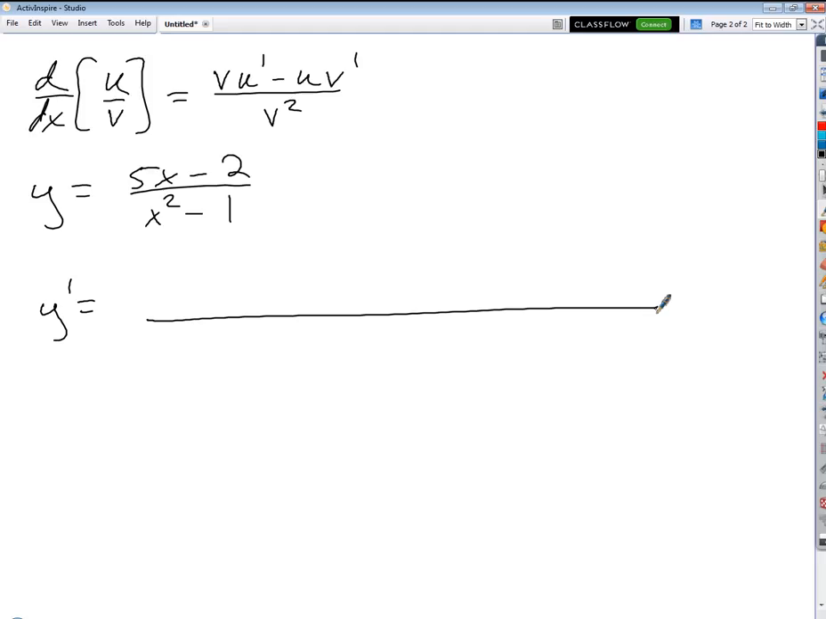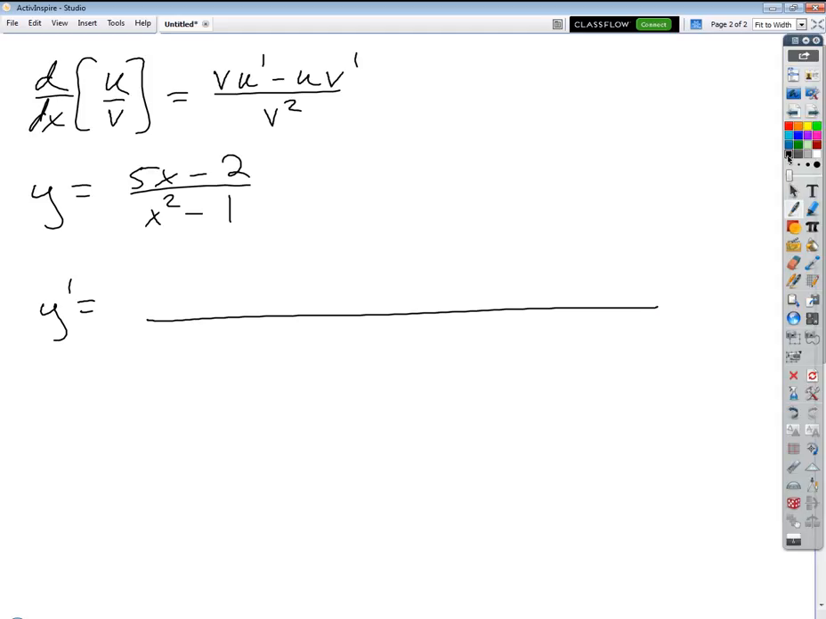Should we go through this? All right. Okay, so following the rule here, V is on top, V is on bottom. So what is going to be the first product that I'm going to get on the top? X squared minus 1 times 5. Good.